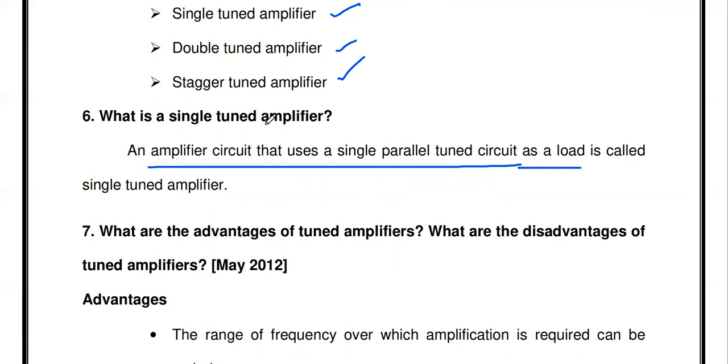So single tuned means that in the tuned amplifier, in the collector, we are using only one parallel tuned circuit. There is one LC circuit used as a load, and that amplifier is called a single tuned amplifier.